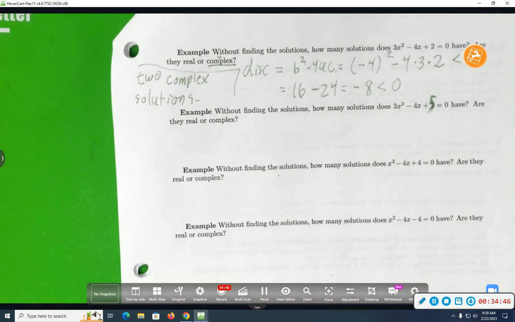This has 2 solutions, and those 2 solutions are complex numbers. Feel pretty good? Nice. You think you can complete the remaining plots? Address the remaining plots? Yeah.